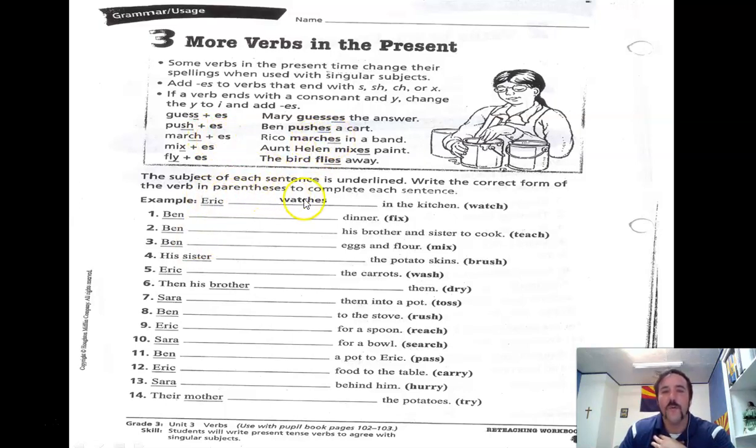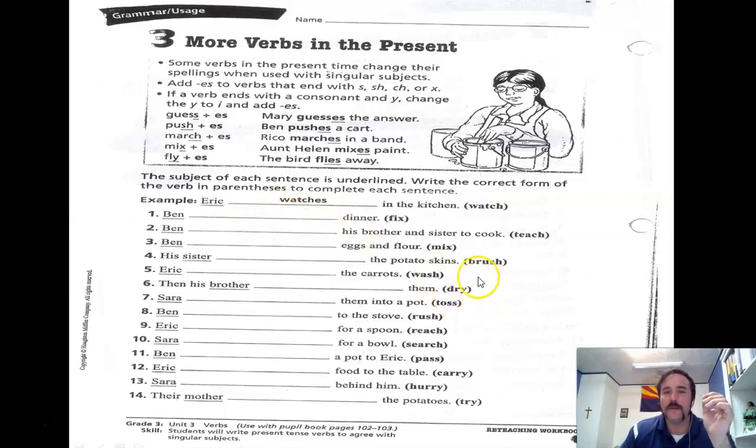And so Eric watches in the kitchen. WATCH, add ES, and you're good. Ben, hey, this is all about me. Cool. Ben fixed dinner. Well, since it's a singular, one Ben, it needs to have a singular verb which should end in S. So fix, let's see, it ends in X. Do you see anything that ends in X here? Here, mix. Mix, I know it's a different verb, but we're focusing on the ending. What do you do if it ends in X? You add ES. Boom. F-I-X-E-S, sorry. Ben fixes dinner.